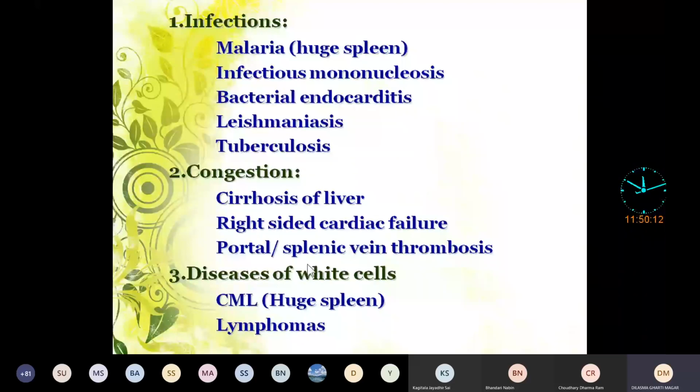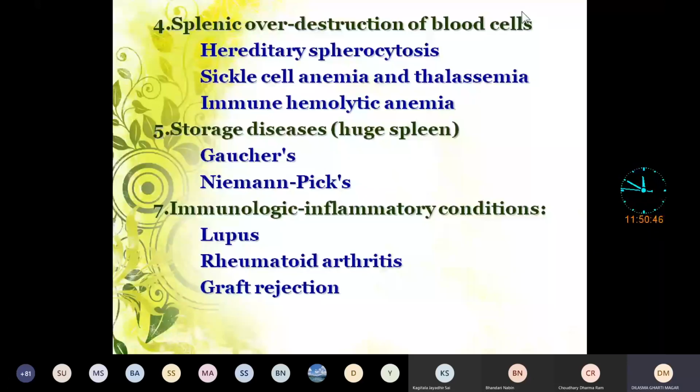And sometimes in case of diseases of white cells, or in case of leukemia, so chronic myeloid leukemia, okay? In case of chronic myeloid leukemia, the patient will have a very huge spleen, and whenever we suspect chronic myeloid leukemia, we usually palpate the spleen, and we will see how the ultrasonography reports. There will be a huge spleen, and also in case of lymphomas.